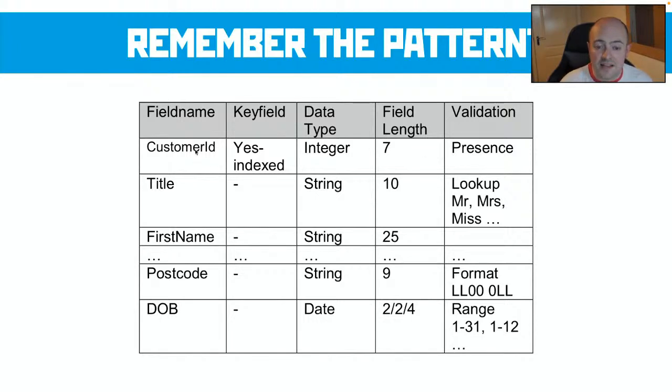So we need field name. That is the name of the piece of data we're holding. Notice things like first name are broken up. It's not just name, it's first name and surname. And we've tried to identify ones that can have some validation on there. Only one has the key field box filled in.